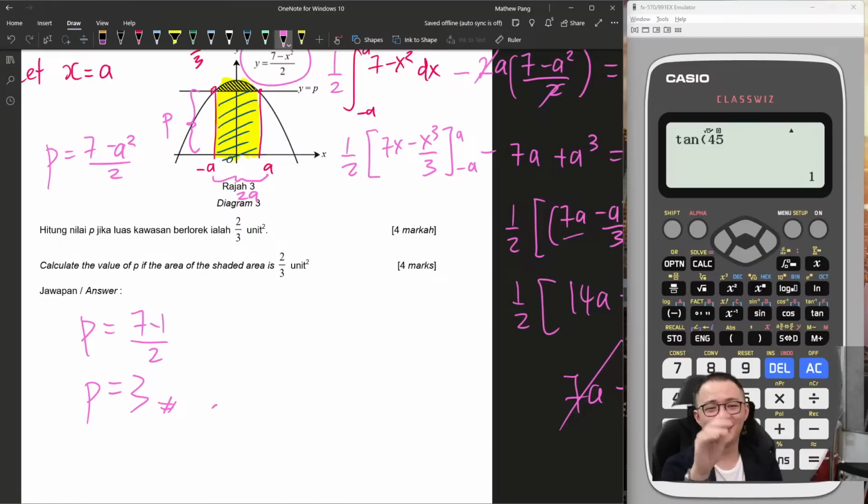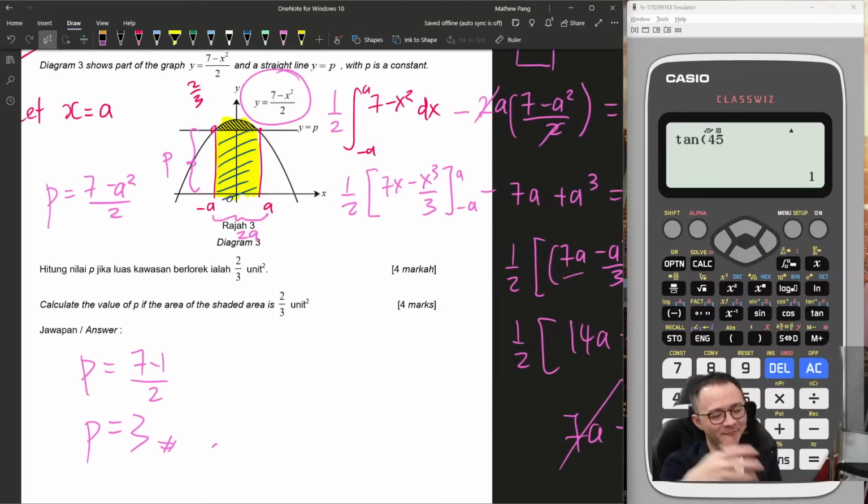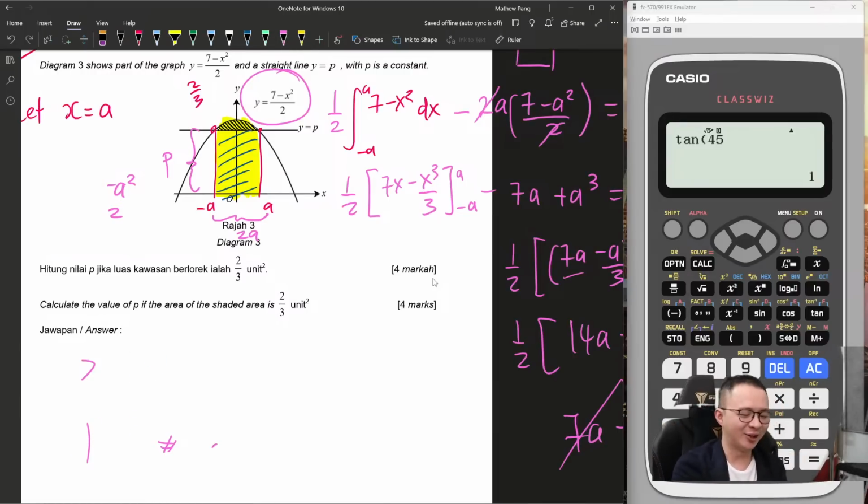Yeah, I see the chat room, a lot of students say, sir, why don't you just integrate toward the y-axis? It's easier. Yes, you can do that if you want to. Okay, since you come to my live class, it's impossible I only show you one method, right? Let's remember this one, p equals 3. Yeah, I heard you. Yeah, you want to integrate toward the y-axis, right? Okay.